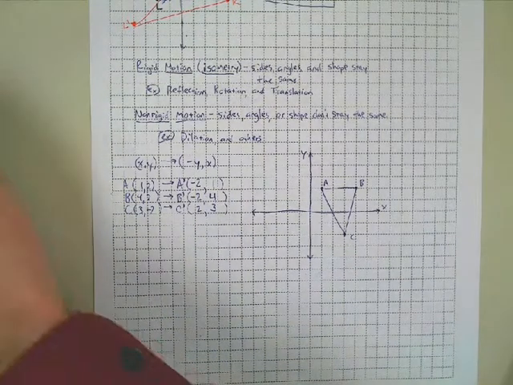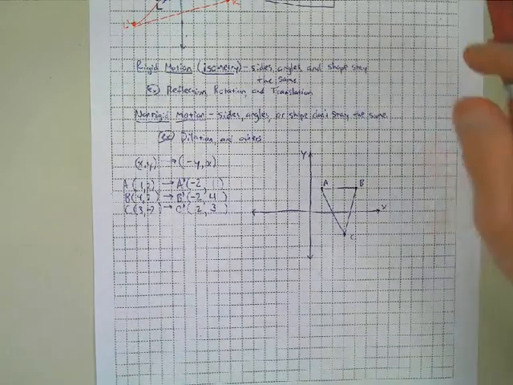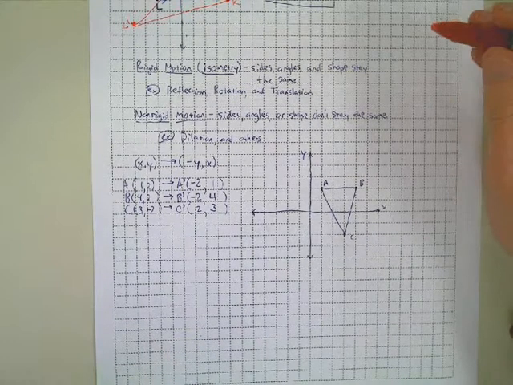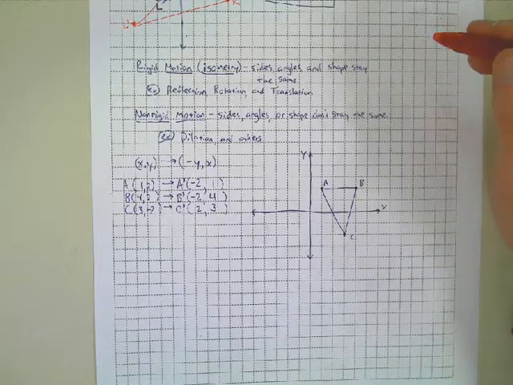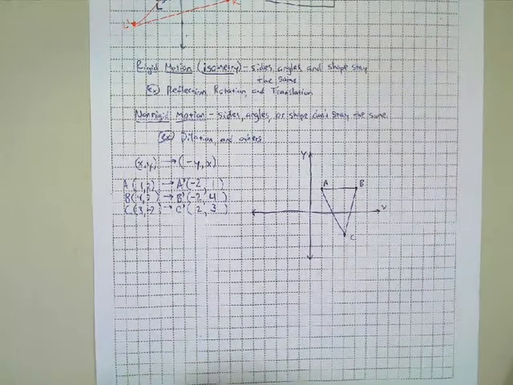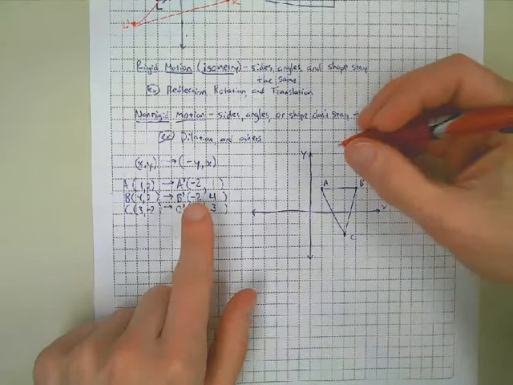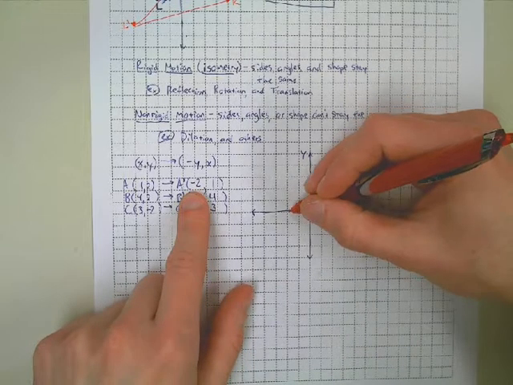All right, now let's graph these other points. A prime, negative 2, 1. All right, there's A prime. B prime, negative 2, 4. And C prime, 2, 3.